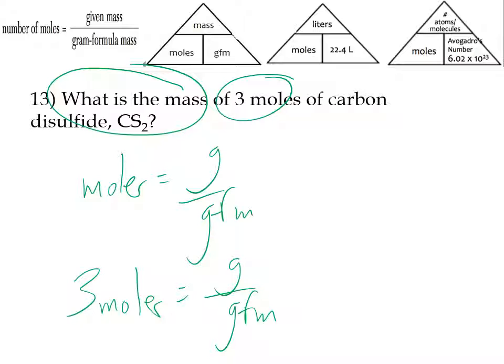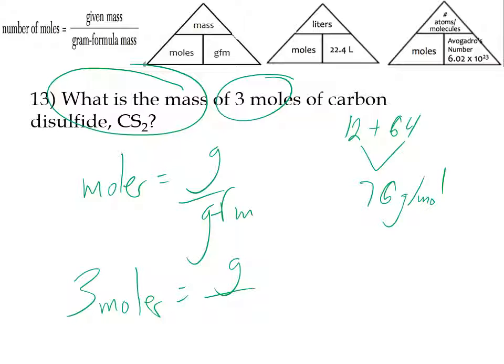So we now need to look up what the GFM of carbon disulfide is. Each carbon weighs 12. Each of the sulfurs weighs 32. So 2 of those would be 64. So altogether, the 12 and 64 gives a mass of 76 grams per mole. So I'm going to plug that number in on the bottom of my fraction as a GFM of CS2 and write 76 grams per mole down there.